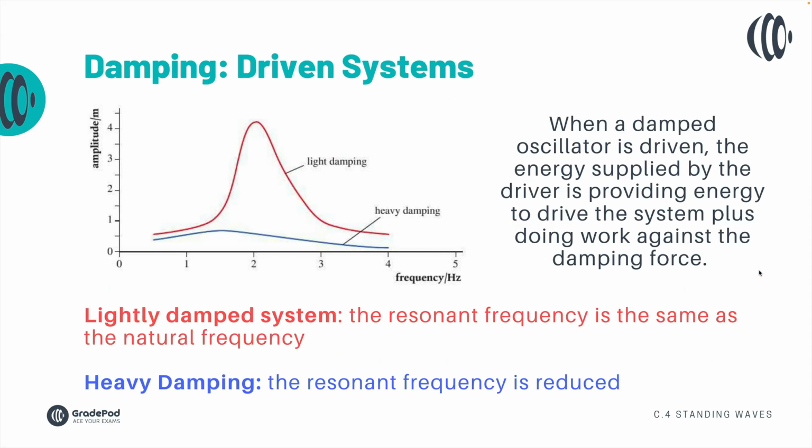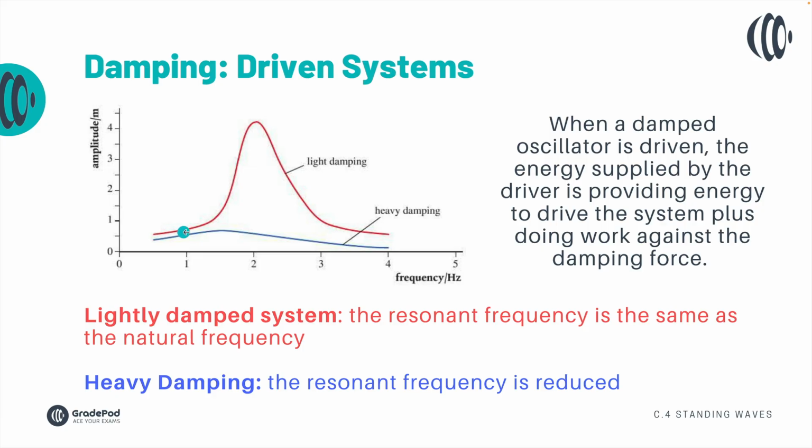I'd like to head back to that idea of the resonance curve, because with damping, this resonance curve adds an extra element to it. When a damped oscillator is driven, the energy supplied by the driver is providing energy to the system, but damping is doing work against the system. So we have to take that into account. So I want you to consider a system where it's been driven at its natural frequency, so it should be resonating, but there's also a little bit of damping there.